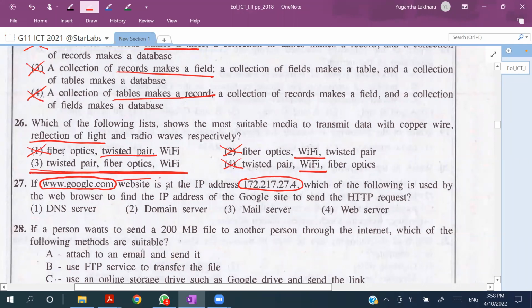The conversion from the domain name into an IP address is done by a DNS server, right? The web server is the place which holds google.com. It is not involved in conversion. So google.com will be converted into the IP address by the DNS server, which helps the web browser to find the IP address of the Google site. So for the 27th, the first one is going to be the answer.